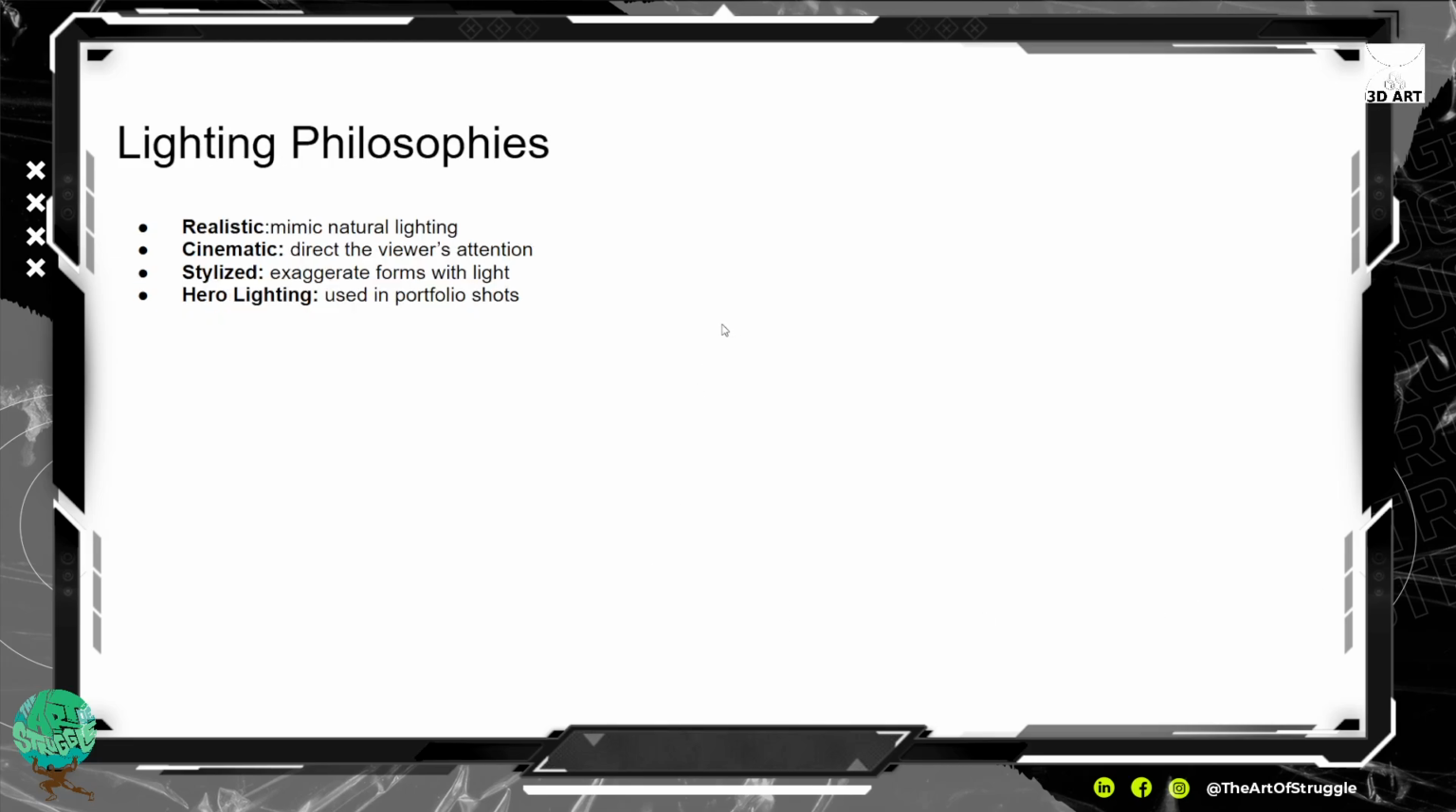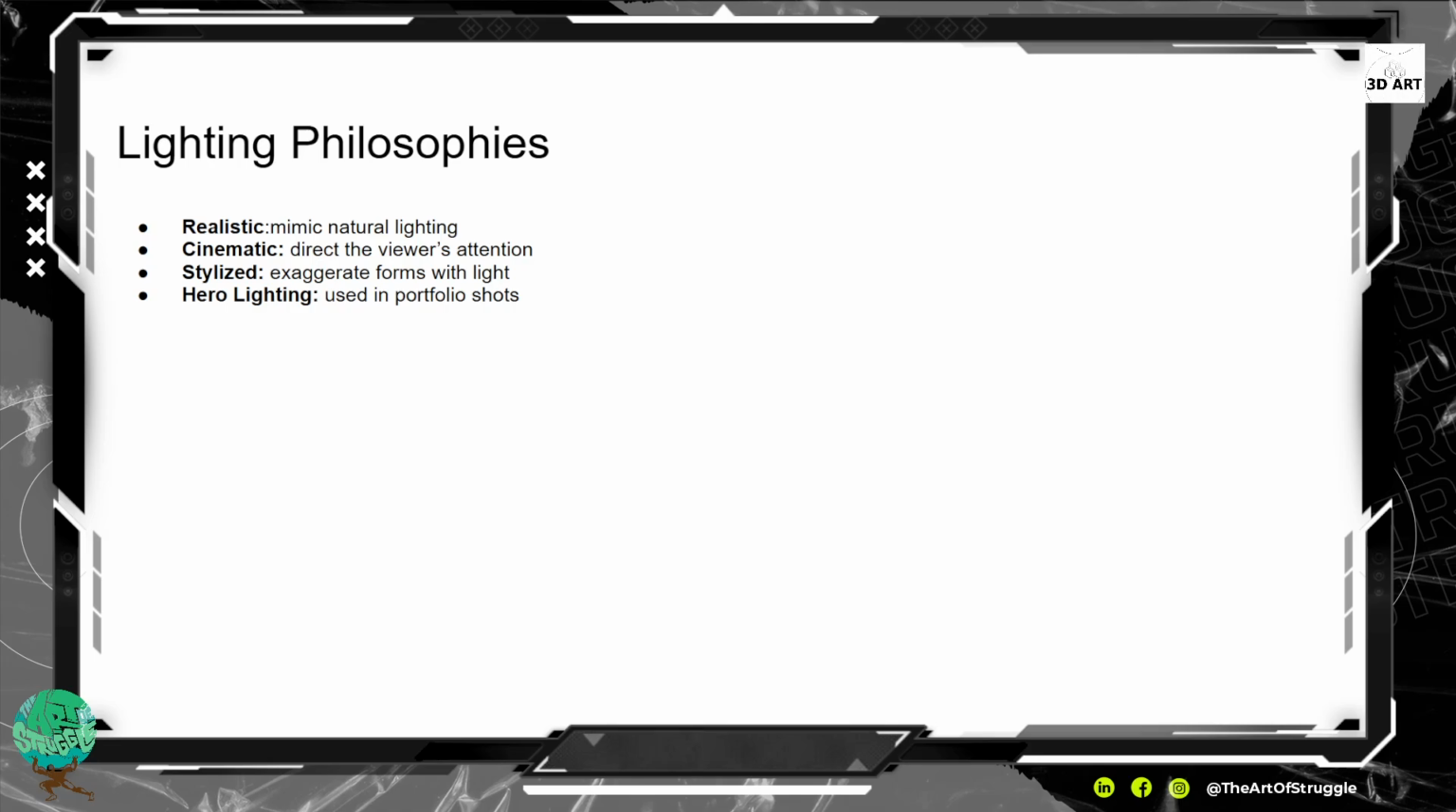All right. So lighting philosophies, I mean, they vary. For realistic lighting, you want to mimic natural lighting. For cinematic, you want to direct the viewer's attention, right? It comes from the cinema, right? It comes from when you go to a play and they shine a spotlight on a single character, right? This focuses the viewer's attention to that one character, that one place on the screen, all right? Stylized lighting exaggerates form with light, and hero lighting is used for more portfolio shots.